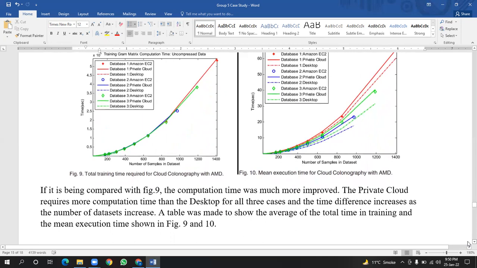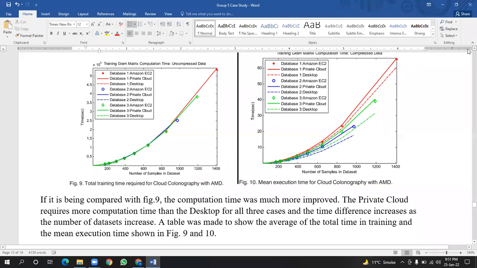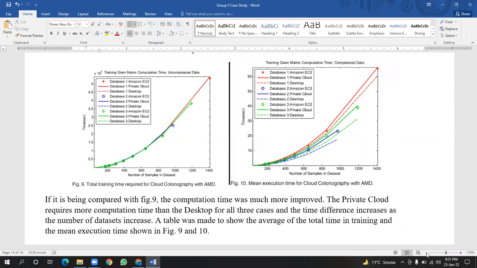If we compare figure 9 with figure 10, the time was improved, but the data was still the same. A private cloud requires more computation time than the desktop, but overall the number of databases increased, though not by as much in the average total time in the training section. Next, please.